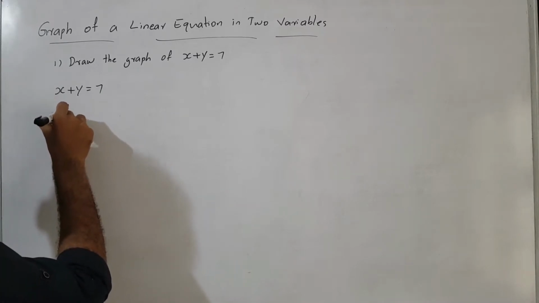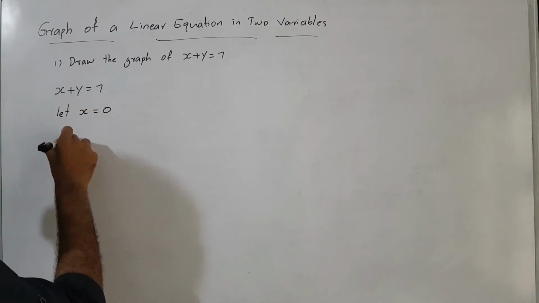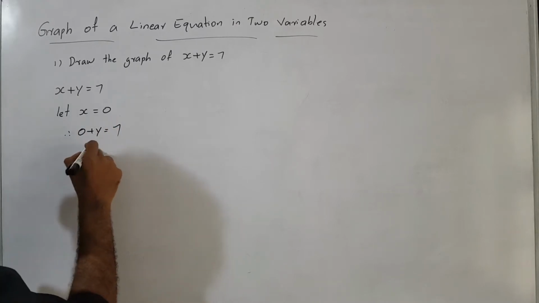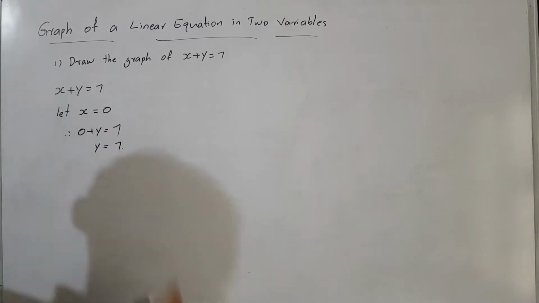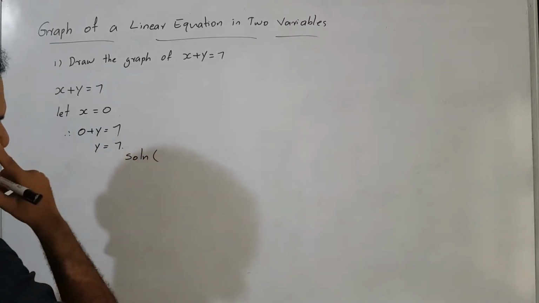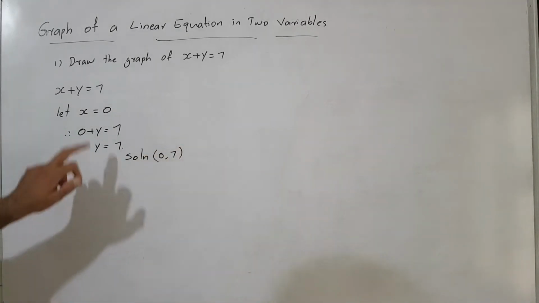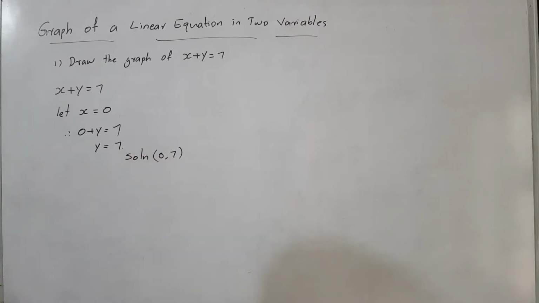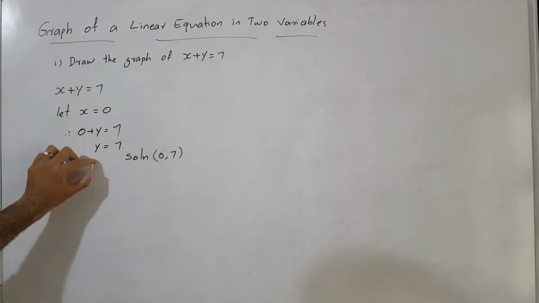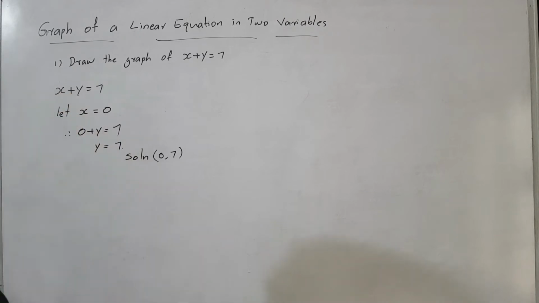So let x is equal to 0. Therefore 0 plus y is equal to 7, that is, y is equal to 7. So write the solution like this. We write the first x value, then the y value, so the solution is (0, 7). If we substitute the value of x as 0, the y value we got is 7. It's different, so next time I choose the value of y as 0.